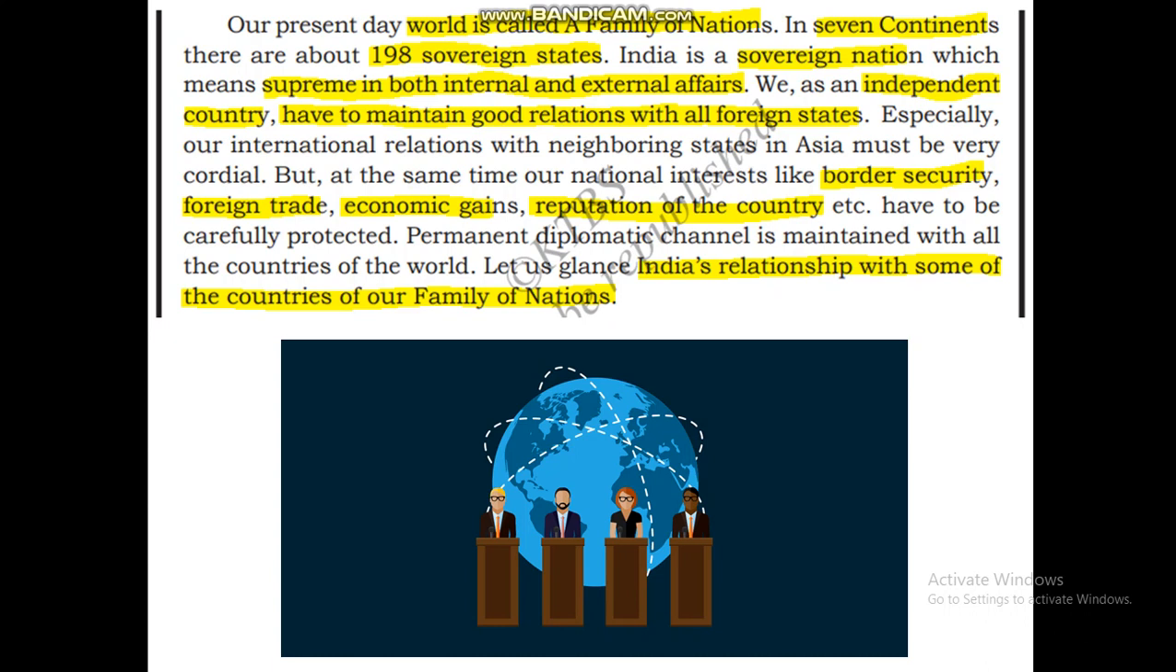Every country has to maintain its border security and take care of its foreign trade, import and export. Then economic gains, how the country earns or makes economic profit. Then the reputation of the country in the world. Then we will try to understand India's relationship with other nations.